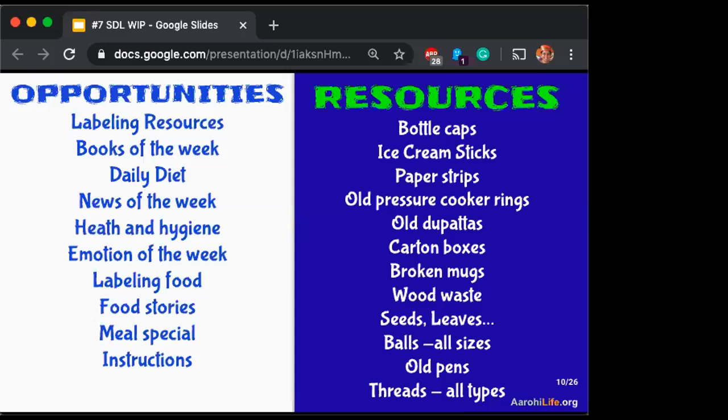where we display or share a definition of an emotion or usage of the emotions or effects of the emotions. Food stories come. How did the ragi come? What is the difference between ragi and wheat? And how are the crops grown? So the people in the kitchen bring those stories. We also do some meal specials. Today's dinner in silence. Today's dinner debating. Today's dinner served to your enemy.